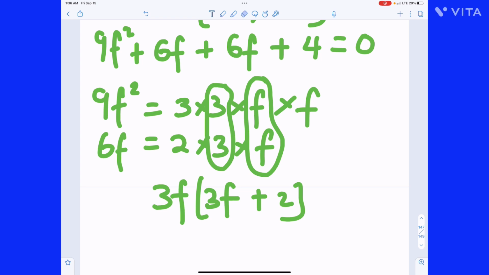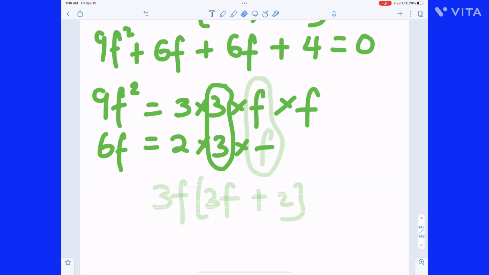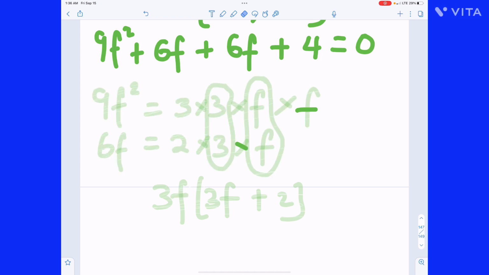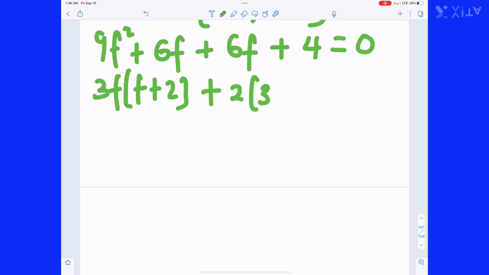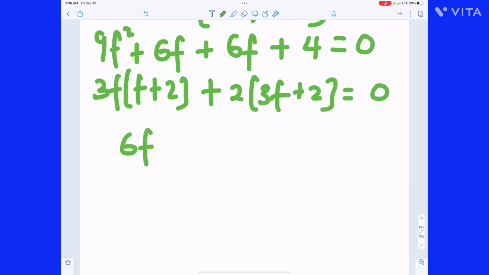Let's put that together. 3f times 3f plus 2. You can stop showing these steps now, so as to make your work faster. If you really need to, do the rough work I just cleaned on a rough sheet or in a jotter, and just write 3f, open bracket, 3f plus 2, plus 2, open bracket, 3f plus 2 is 0. This is how I got that second half of the factorization here.